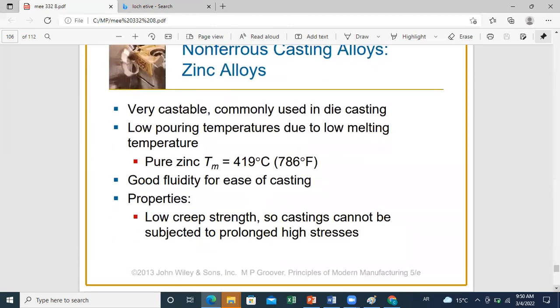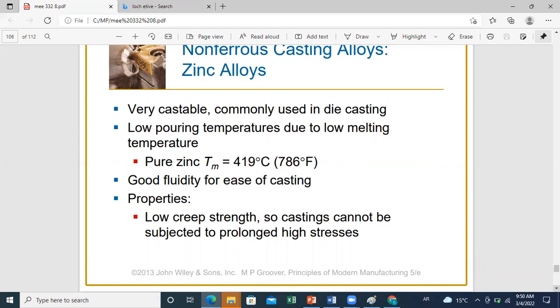Also, another type of non-ferrous casting alloys is using zinc, which is also an alloy characterized by good properties for casting, and it's commonly used in die casting involving high pressures. It's characterized by a low pouring temperature due to low melting temperature, and for pure zinc, the melting temperature is around 419 degrees. It has good fluidity, which makes the pouring process easier, and it can even reach extremities of the cavity without problems.